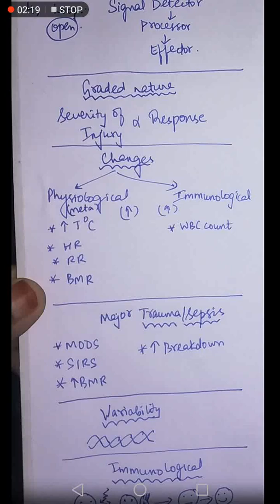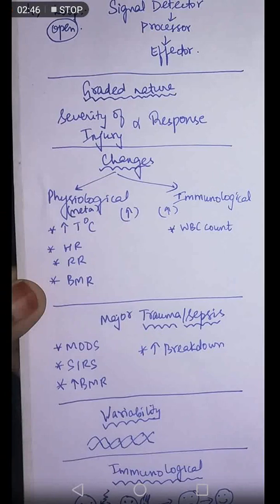The physiological change is also called the metabolic change. It covers the vital signs: the temperature, the heart rate and the respiratory rate are all increased, and the basal metabolic rate, the BMR, also increases. In the immunological change, the WBC count will rise. Major trauma or sepsis will lead to MODS, SIRS, and increased breakdown. MODS stands for multi-organ dysfunction syndrome, and SIRS is systemic inflammatory response syndrome.